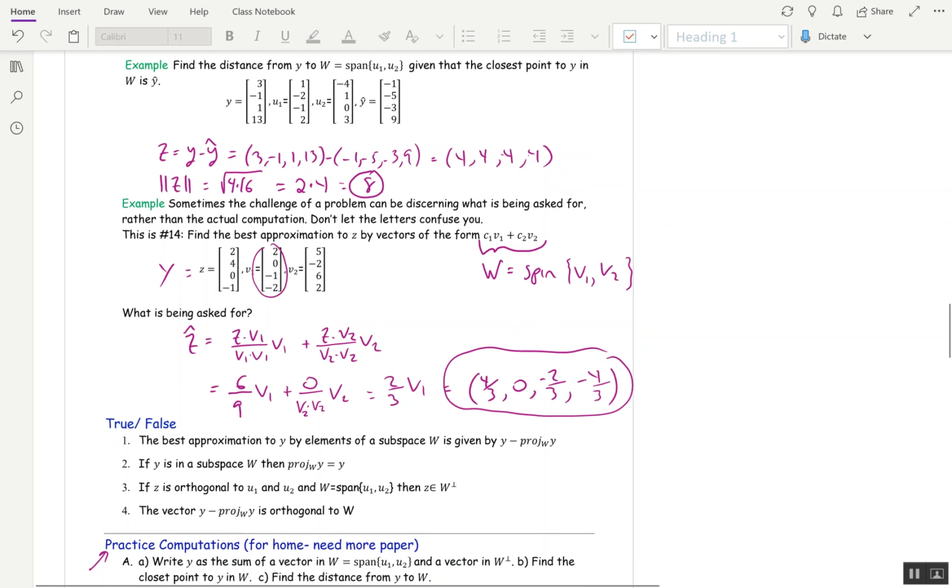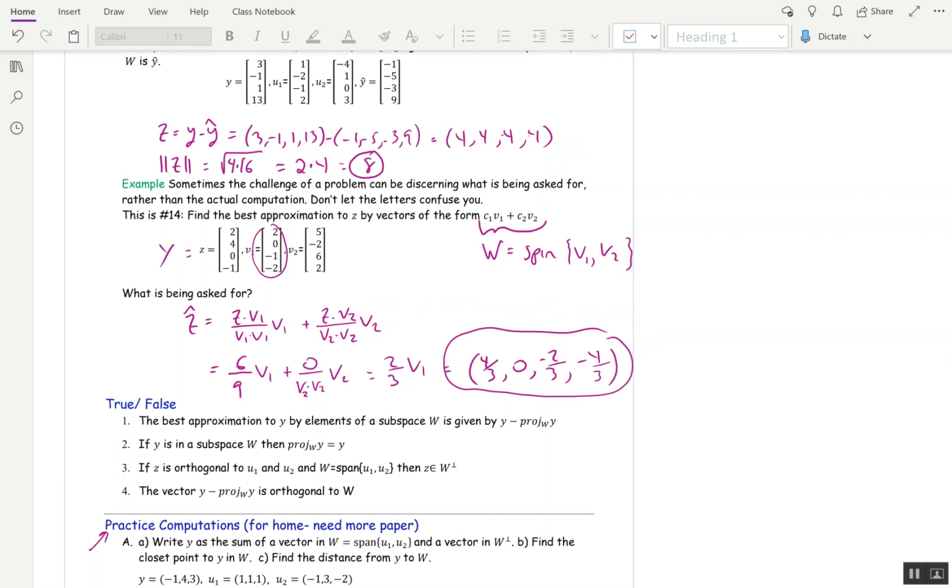Okay. For the quick true/false, you might want to pause it and see how you do, and then come back and watch me finish them off. All right, number 1: the best approximation to y by elements of a subspace W is y minus y hat. So they're telling us that the best approximation is z, that's y minus y hat. And that's false, because we know that the best approximation is simply y hat, which is the projection onto W of y.